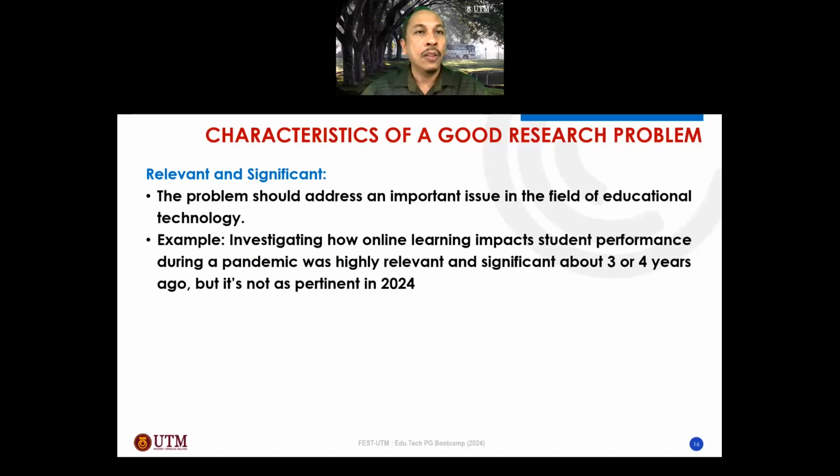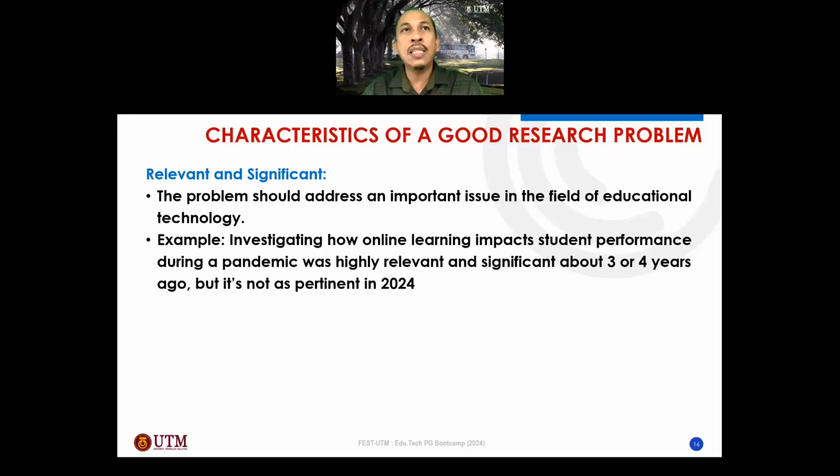And relevant and significant. Okay. This is also very important. For example, because of the current trend, when you read articles about online learning, most of the articles discuss the pandemic, COVID-19. In the last few years, yes, that is highly relevant to your study: how online learning impacts student performance during the pandemic.